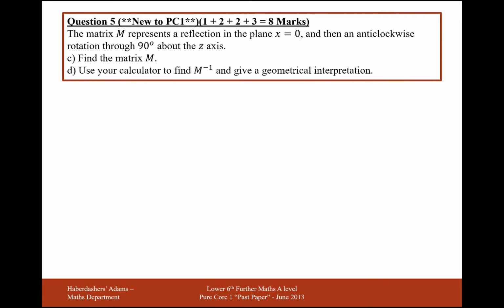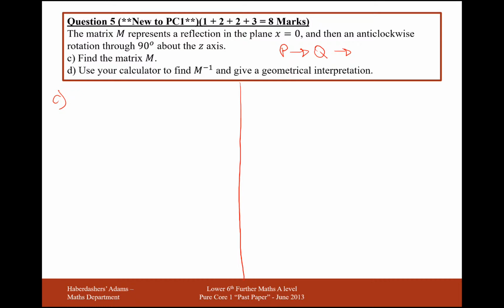Okay, so moving on to the next part. Part C looks for us to write out a matrix M that is a reflection in the x equals 0 line and then an anti-clockwise rotation 90 degrees around the z-axis. So what we have to do in this case is if we want to do P and then Q, then that will get us to our answer.